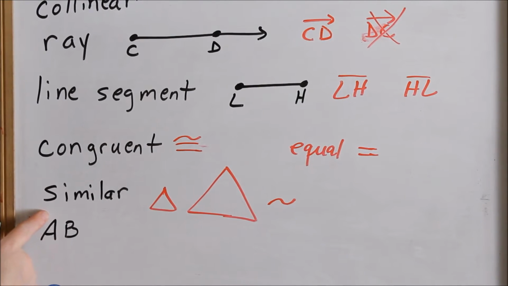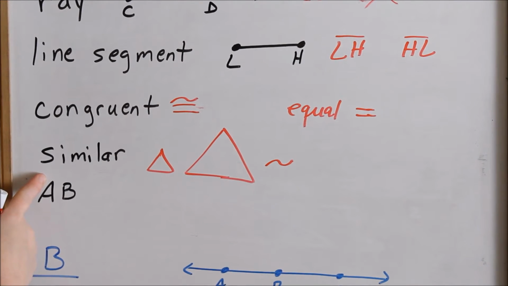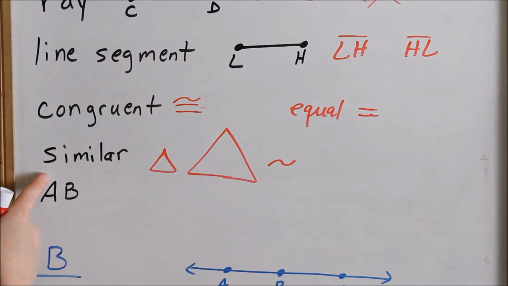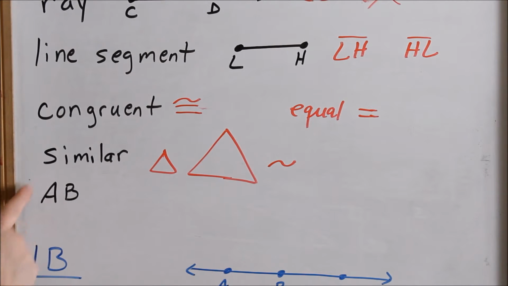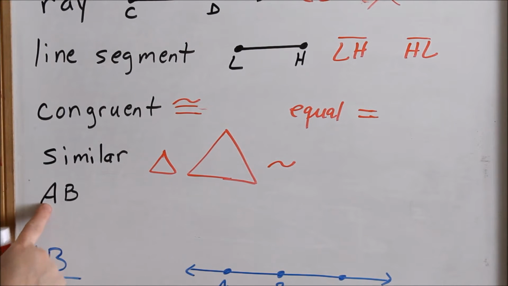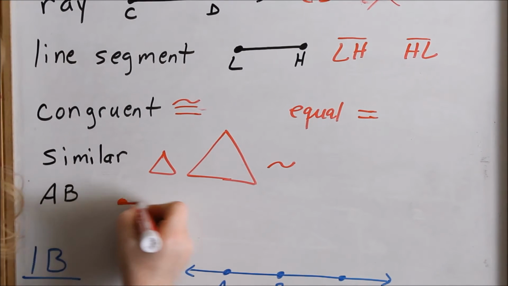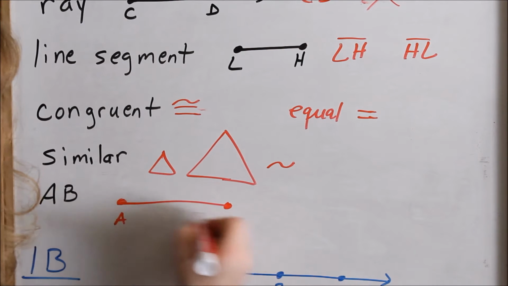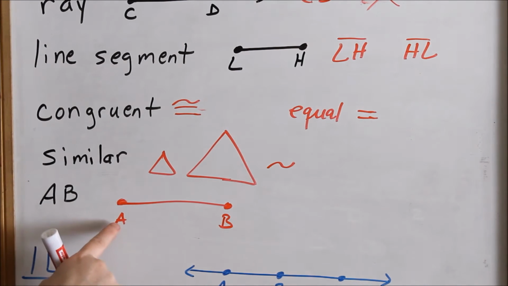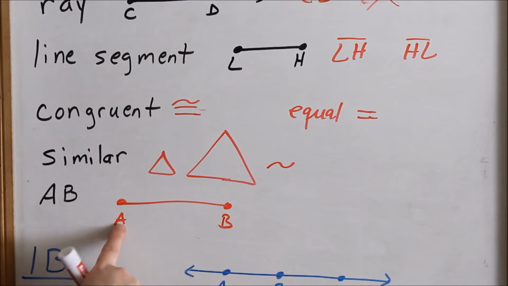Notice there is no symbol up here. There's no line segment symbol, a line symbol, a ray symbol. When there is no symbol above your letters, this means the distance from A to B. So let's say we had this line segment of AB. When we just say AB, we're talking about the distance from A to B.